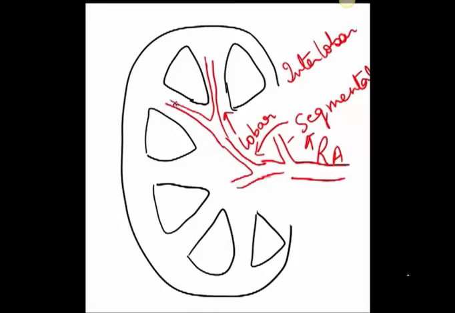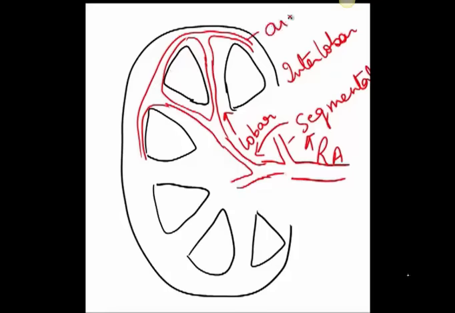And the interlobar arteries then join up at the corticomedullary junction. So they join one another to form an artery which runs all along. That looks like an arc, so that's known as the arcuate artery. So interlobar, then arcuate. And the arcuate artery gives off the interlobular.